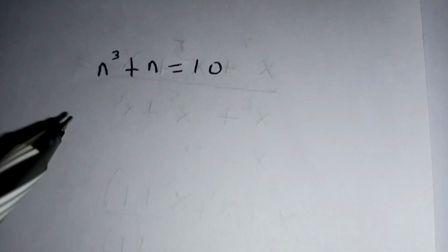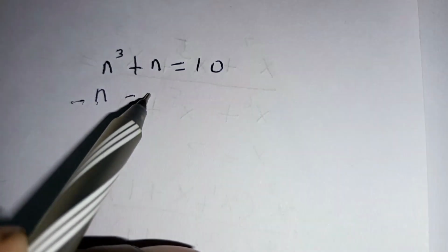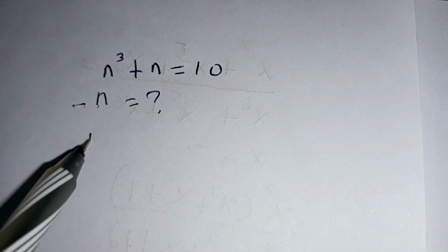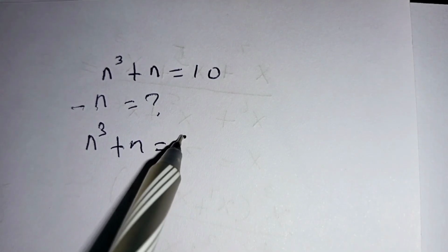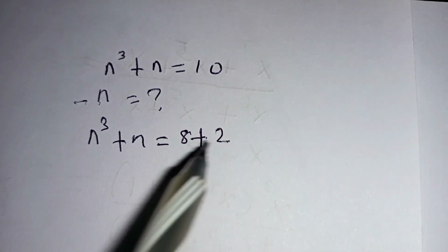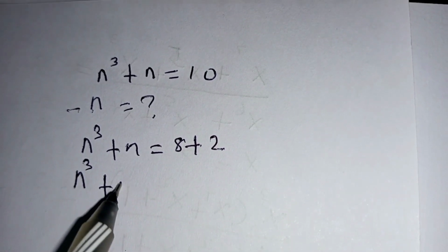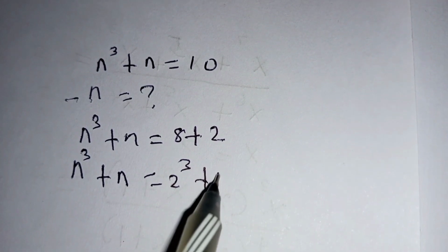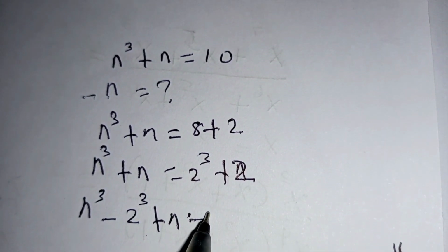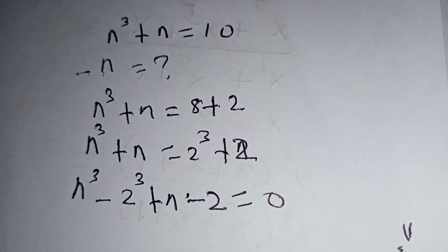We are given n cubed plus n is equal to 10. We begin by noting that n is what is required to be solved. So n cubed plus n is the same as 8 plus 2. Since 8 plus 2 is equal to 10, n cubed plus n is equal to 2 cubed plus 2. We move 10 to the left, so that it becomes negative, and on the right hand side we shall be left with 0.